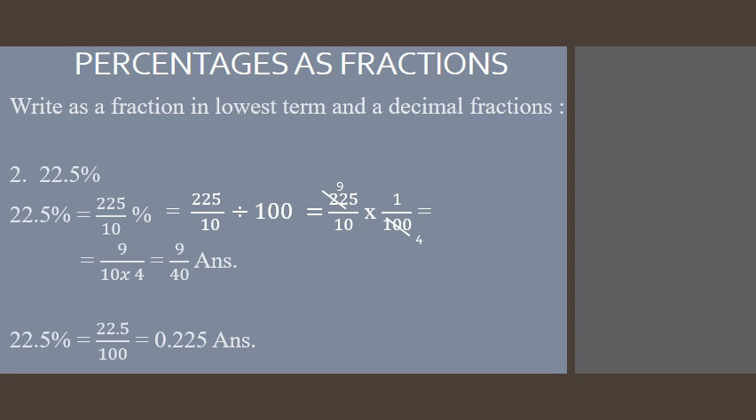22.5% is equal to 22.5 upon 100, right? Means 22.5 out of 100. Now what are we going to do? As we know that there are 2 zeros in 100, so the decimal point in the numerator will move 2 positions towards the left side, right? So our answer will be 0.225. Clear children? Okay, now let's move to the next question.